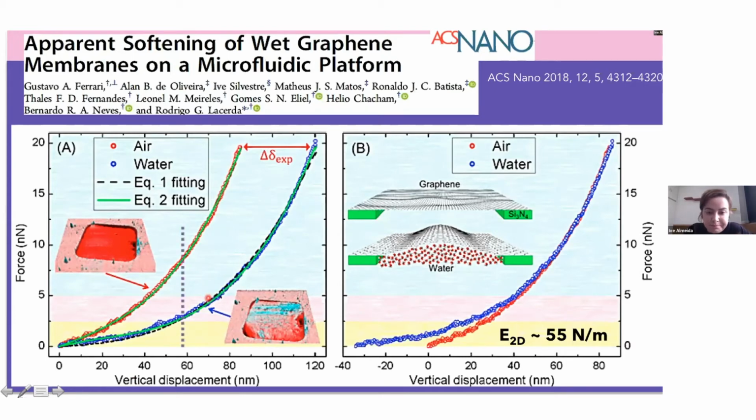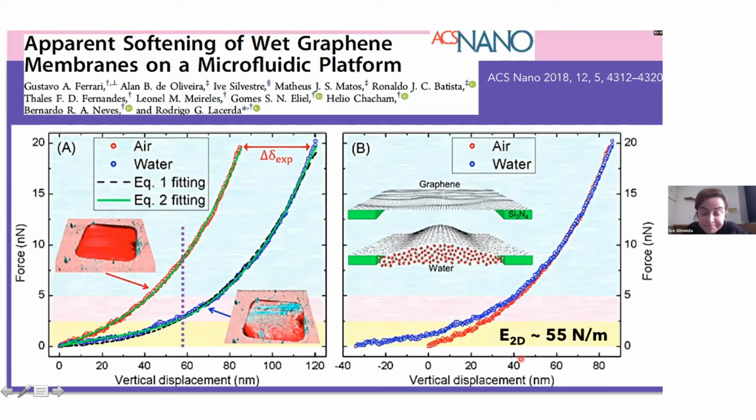For example, to reach the same vertical displacement, the required force is considerably smaller for the water case. So it seems to be mechanically easier to compress the membrane in the presence of water. Apparently the membrane in contact with water is softer than when it's dry. But if you translate the blue curve into the red one, like in this graph here, you see that they are coincident at the high forces regime.